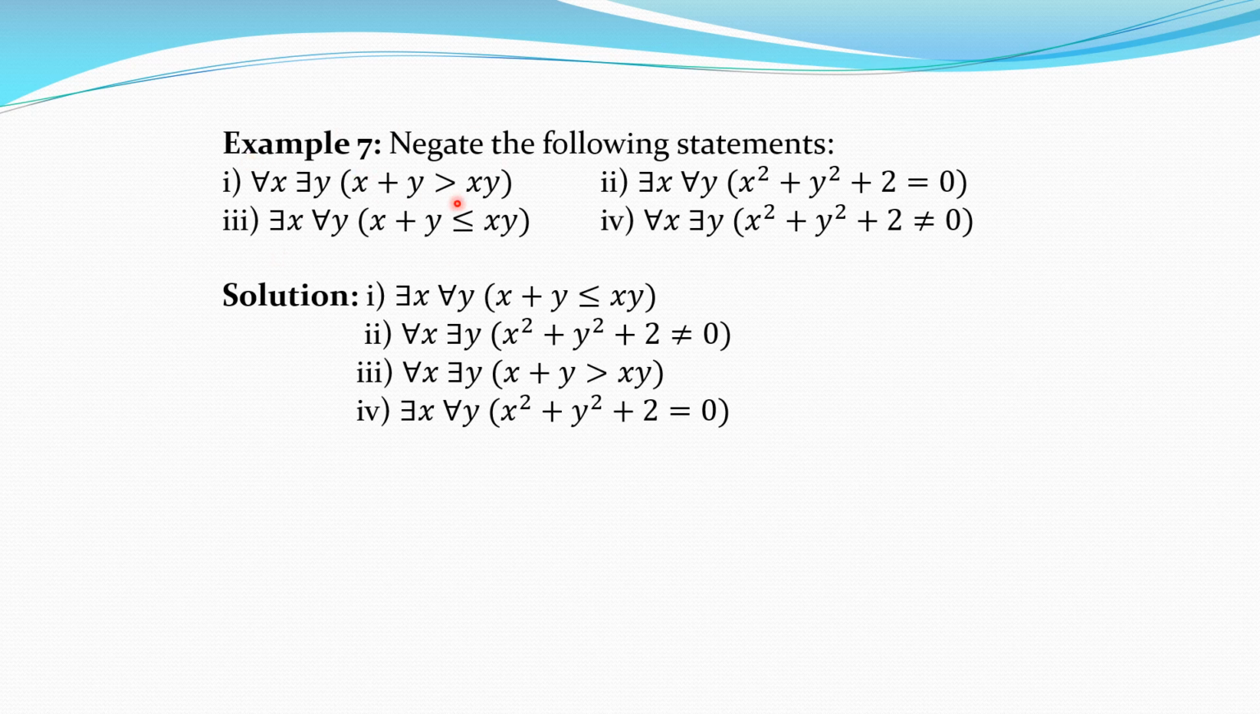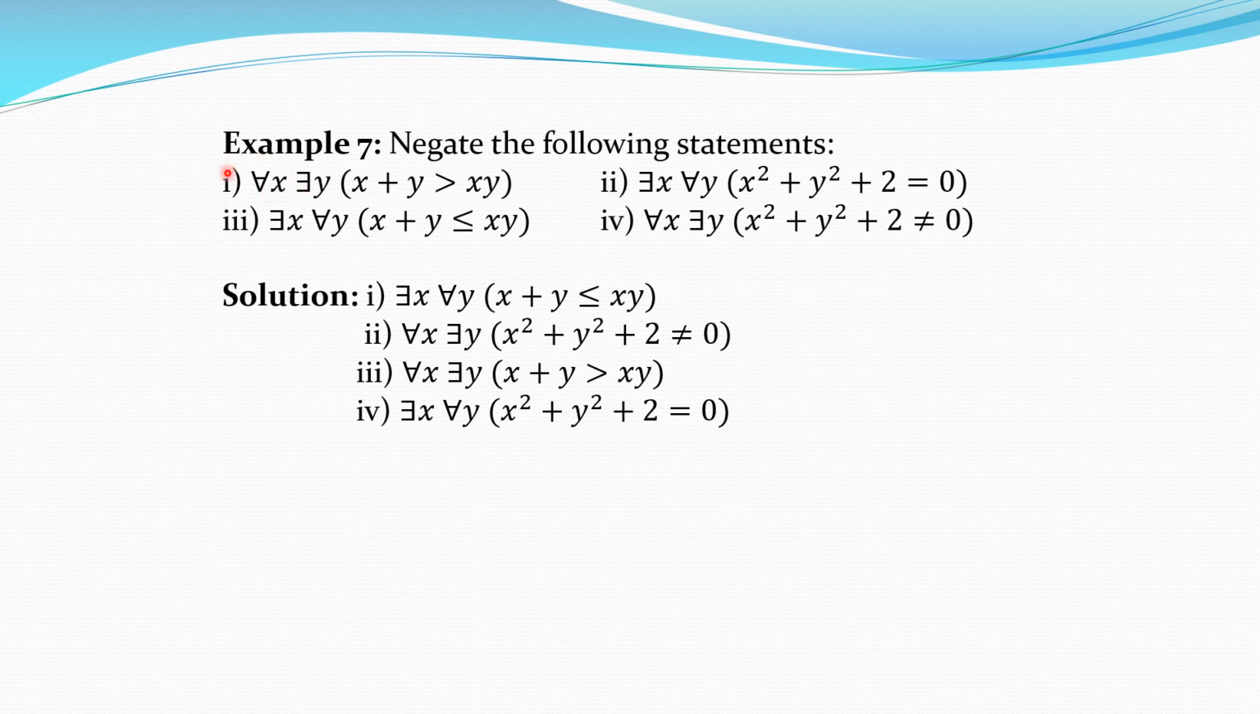Now, here some statements are already given in symbolic form using quantifiers. Now we have to write the negation of each, means negate the following statements. Now remember, negation of for all is there exists. Negation of there exists is for all. Now first is for all x there exists y, x plus y greater than xy. Now, negation of for all is there exists x. Negation of there exists y is for all y.